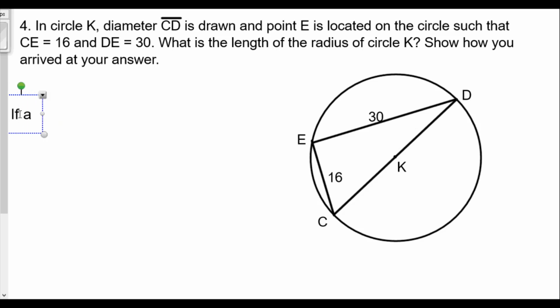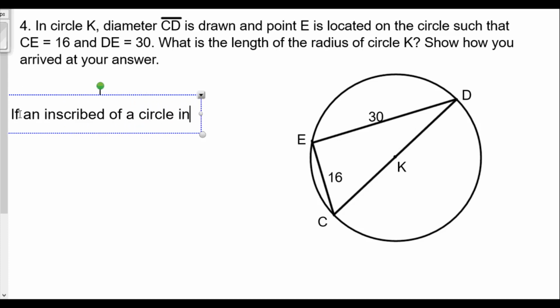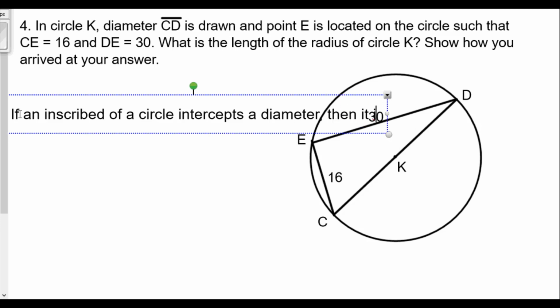If an inscribed angle of a circle intercepts a diameter, then it is a right angle. And I'm going to fix that so that you guys can see this a little more clearly.